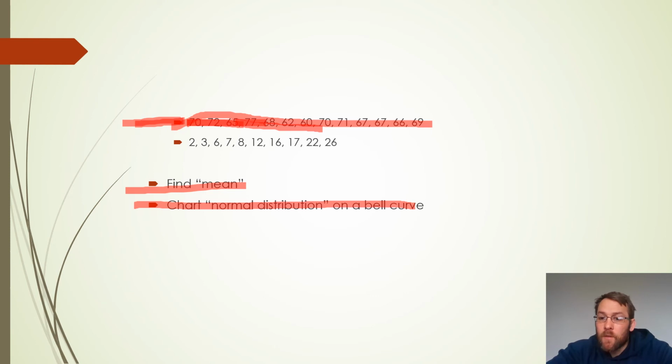All right. So if you want to pause and try to figure out these numbers on your own, please do. The first thing you want to do is put these numbers in order. Right now they're all out of order. Then you want to add all these numbers up. You want to divide by 13 because there's 13 sets of data, and that gives you the mean. And the mean is always that middle number at the peak of the bell curve.